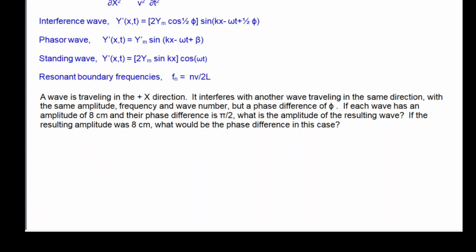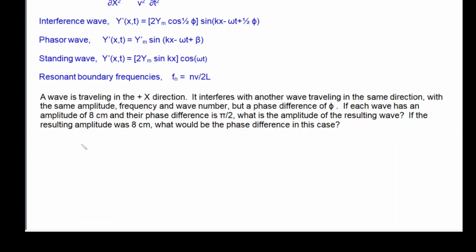Our next problem involves wave interference. A wave is traveling in the plus x direction. It interferes with another wave traveling in the same direction with the same amplitude, frequency, and wave number, but a phase difference of phi. If each wave has an amplitude of 8 centimeters and their phase difference is pi over 2, what is the amplitude of the resulting wave? If the resulting amplitude was 8 centimeters, what would be the phase difference in this case?